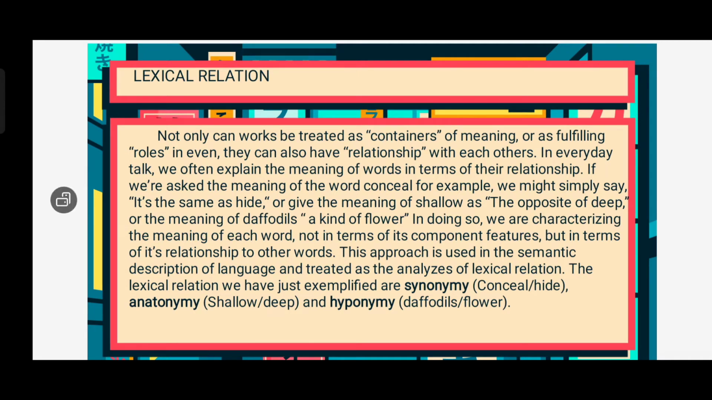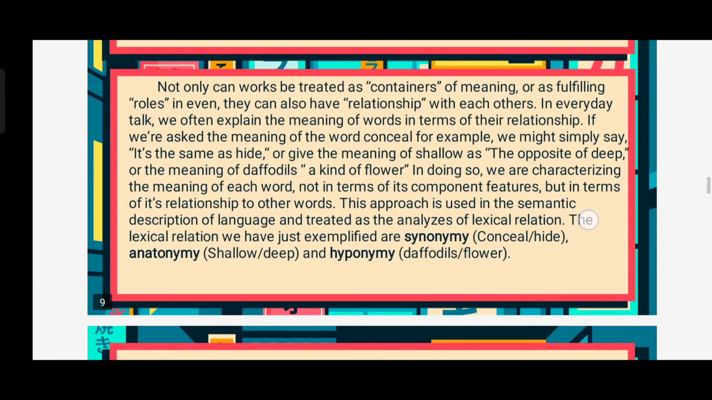In doing so, we are characterizing the meaning of each word, not in terms of its component features, but in terms of its relationship to other words. This approach is used in the semantic description of language and is treated as the analysis of lexical relations. The lexical relations we have just exemplified are synonymy, or conceal and hide, antonymy, or shallow and deep, and hyponymy, or daffodil and flower.